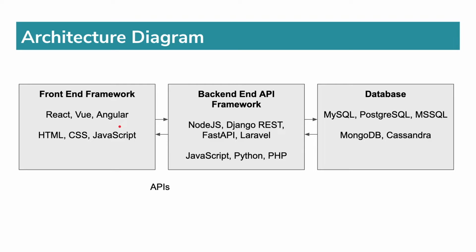Finally, an API-driven application will look something like this. There's the front-end framework which takes care of the user interface. Then there is the backend API framework which takes requests from the front end, processes the request, fetches data from the database, and gives the data to the front end in JSON format. This is different from the MVC architecture, which is actually integrated. There is no separate front-end and back-end framework. It is just one framework handling everything.